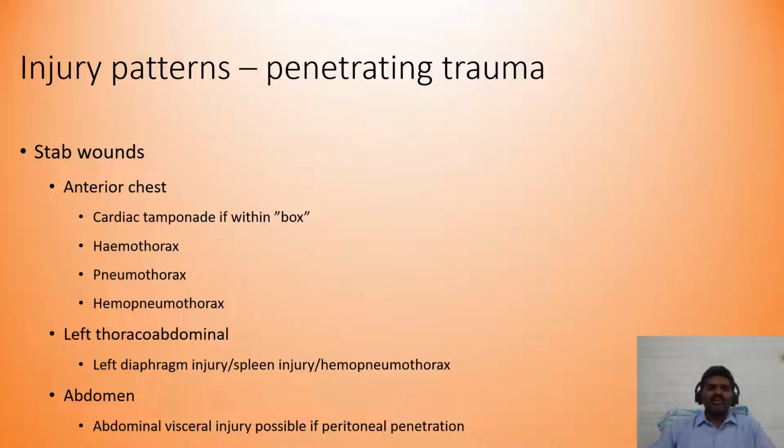Stab wounds to the anterior chest can cause cardiac tamponade if it is within the anatomical cardiac box. They can cause hemothorax, pneumothorax, and hemopneumothorax. If it is to the left thoracoabdominal region, diaphragmatic injury, splenic injury, and hemopneumothorax can happen. Abdomen depends on the level where the object has penetrated the body.